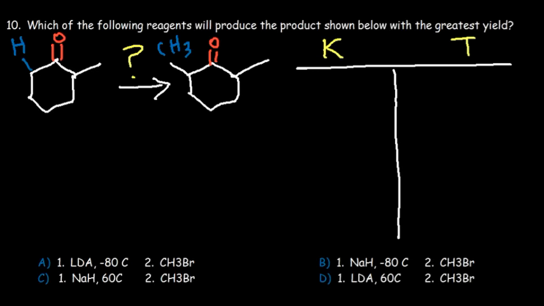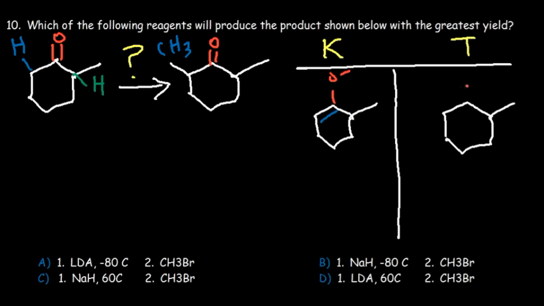And there are two alpha hydrogens that lead to those products: the blue hydrogen and the green hydrogen. Now, if we remove the blue hydrogen, we're going to get the kinetic enolate ion, which looks like this. And if we remove the green hydrogen, we're going to get the thermodynamic enolate ion, which looks like that. Now, you also need to know that if you use sodium hydride, it favors the formation of the thermodynamic product.